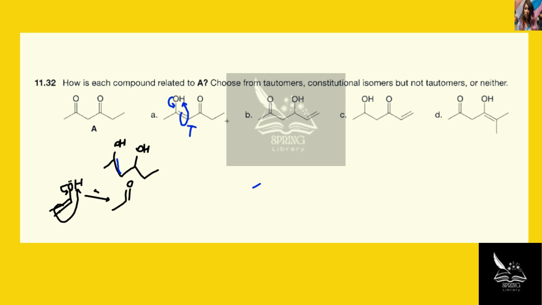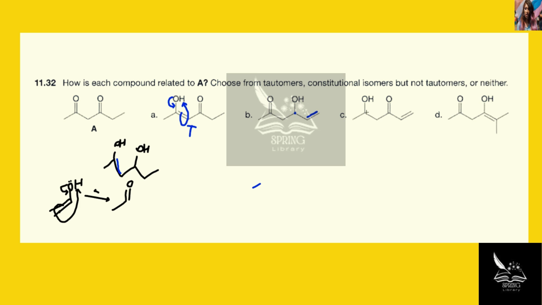Now let's look at B and A. So yes, we have this alcohol, but the double bond is not directly attached to the carbon that's attached to the alcohol. So these are not tautomers. So what can it be? Well, we have constitutional isomer or neither.